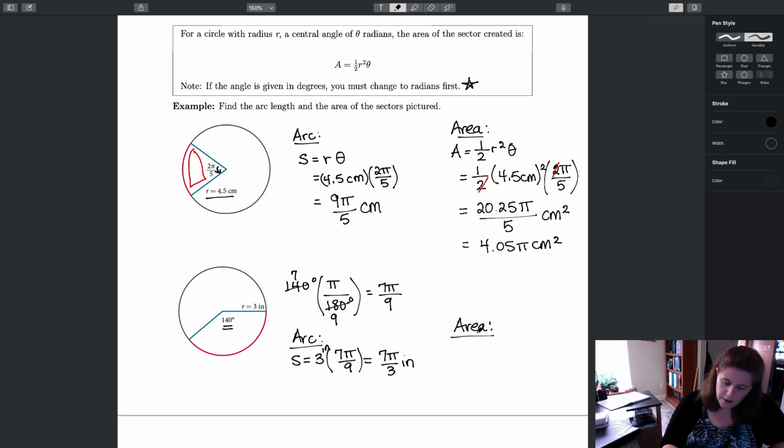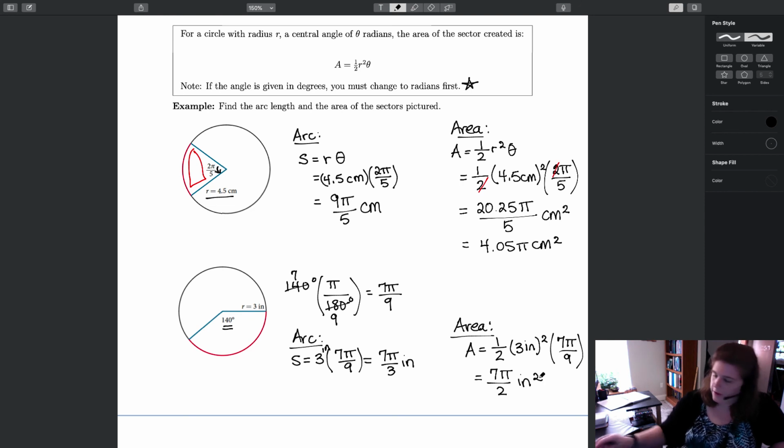For my area, 1/2 r squared theta. So area is equal to 1/2 times 3 inches squared times 7 pi over 9. The 9 and 9 cancel, so I'm left with 7 pi over 2 inches squared.